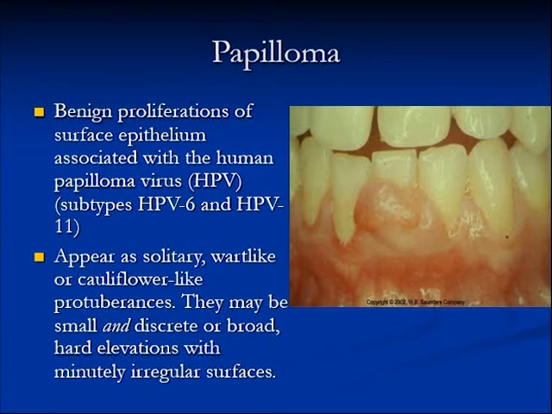Next is papilloma. Papillomas are benign proliferations of surface epithelium due to infection with human papilloma virus. They are mainly seen in the 3rd to 5th decade. Clinically, gingival papillomas appear as reddish, normal or whitish grey color, solitary, wart-like or cauliflower-like protuberances. They may be small or discrete or broad, hard elevations with minute irregular surfaces.